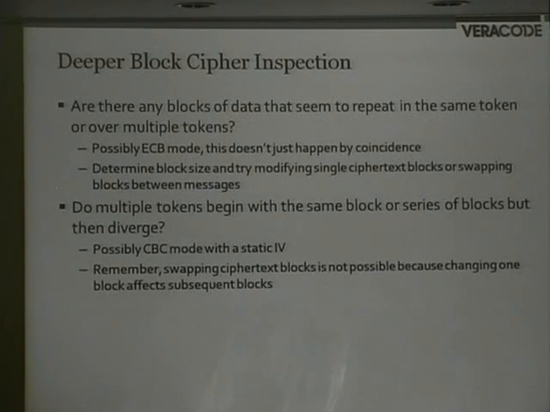And then you can get in a little bit deeper, and you can start to try to narrow down cipher modes. Blocks repeated within the same token are indicative of ECB, because that just doesn't happen by chance. There are a number of heuristic techniques you can apply across a lot of data: look for blocks to be repeated, or to show up in the same or different positions across different tokens. That can give you some insight into the cipher mode.